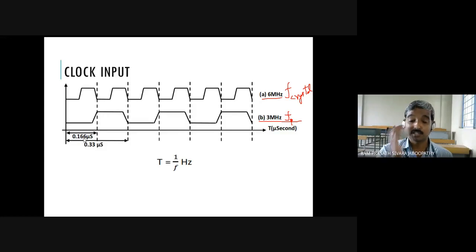Fine. So generally, time period of a signal, what do we call it? 1 by frequency. Okay, inverse of the frequency.